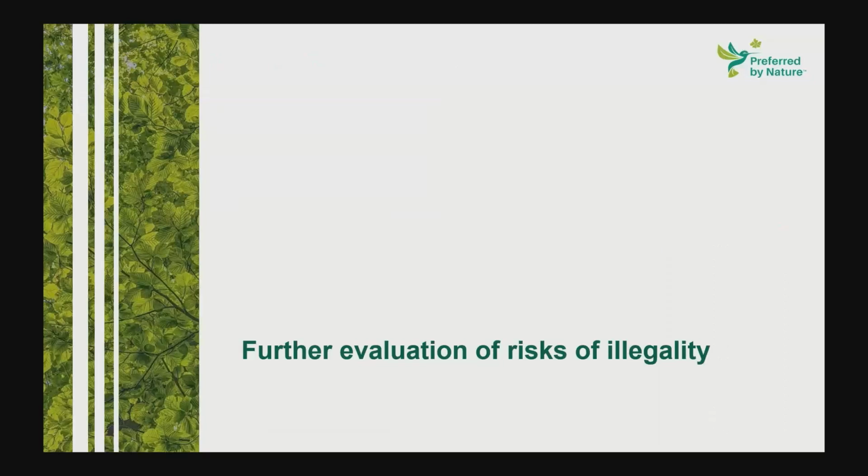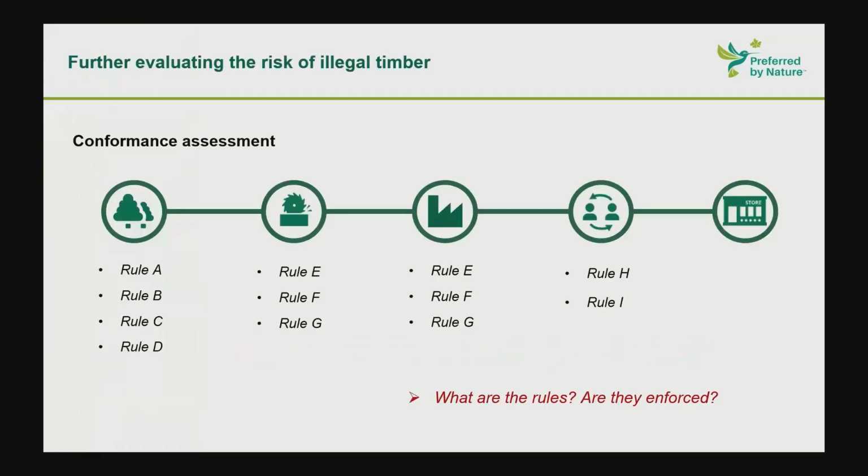But then, if you have excluded all these cases of green lane or red flags, in any case, you will need to further evaluate the risk of illegality in a given country. So I'm going to show you this picture just to again highlight what it means to do a risk-based assessment. In a regular conformance assessment, the process would be to ask yourself, for each entity along the supply chains, what are the rules that they are supposed to enforce, and let's check that they are enforced. So you're going to list all the rules and check all the rules.